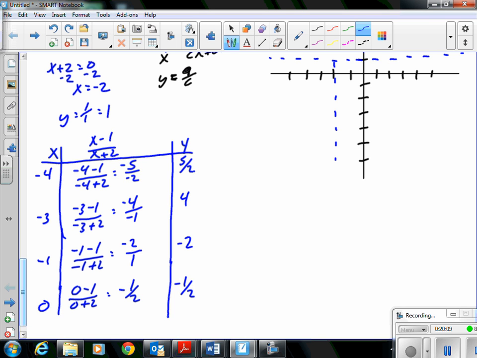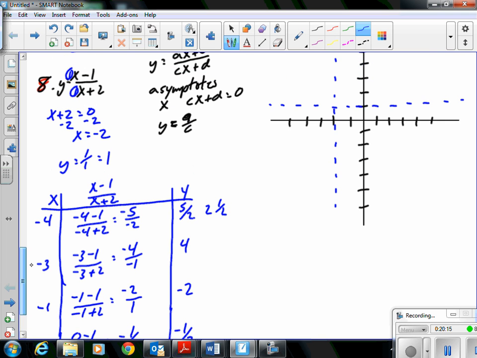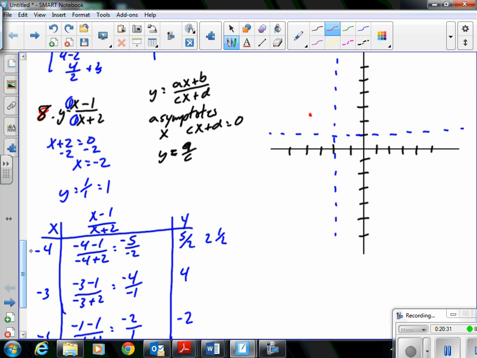5/2 is the same thing as 2.5, right? So plot our points. At -4, we're at positive 2.5. 2.5, somewhere about there. -3, we're at 4. Be somewhere in there. So from the asymptote through the points, curving off before the other asymptote.